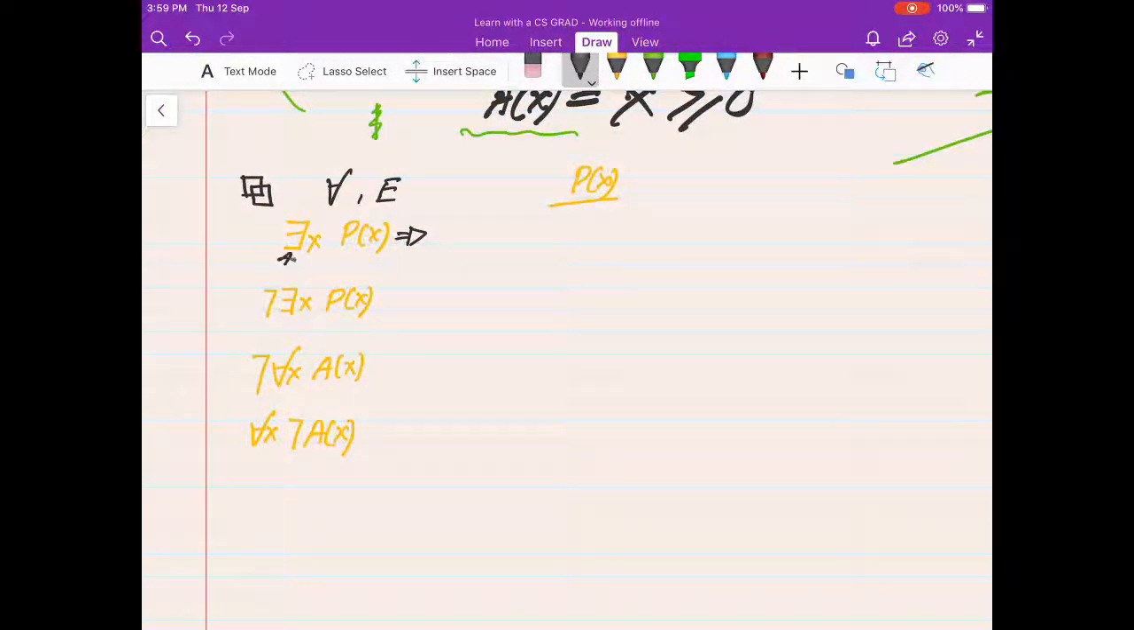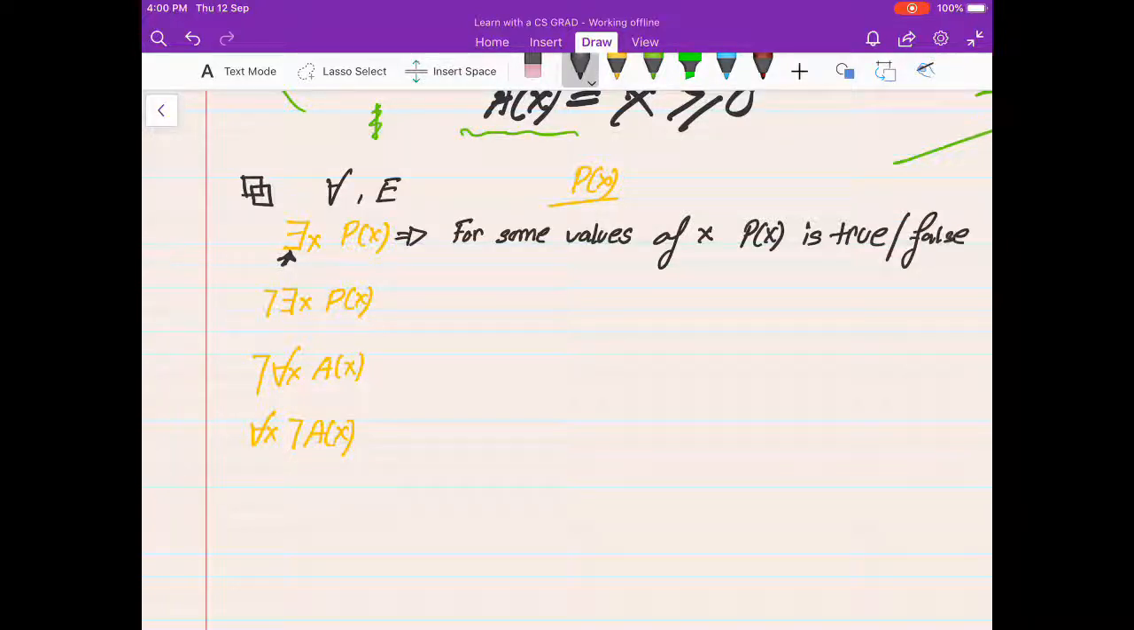So this is the existential quantifier. So for some values of x, p of x is true.